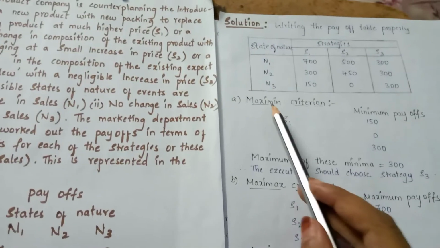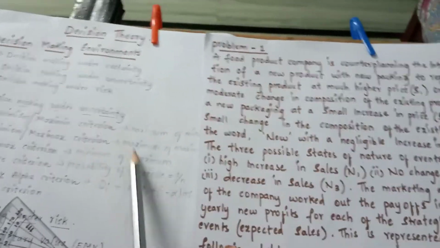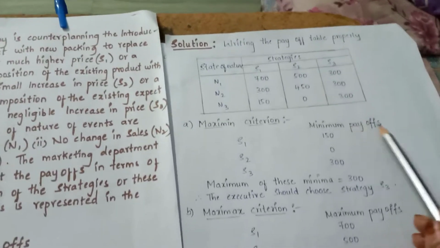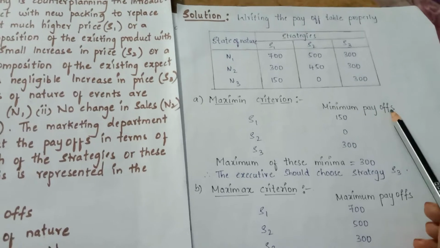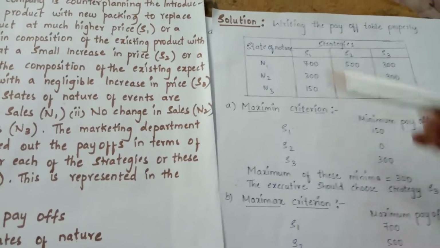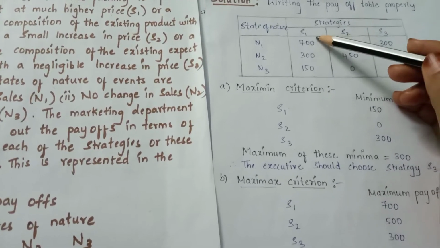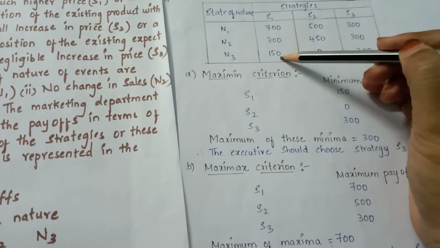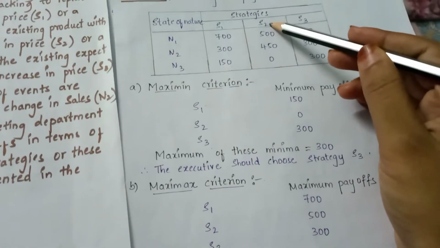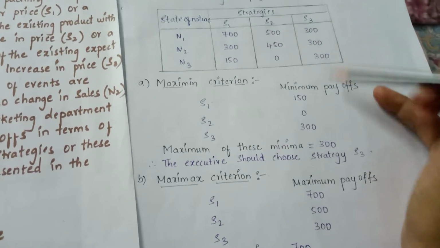So the first criterion is the maximin criterion, which is nothing but maximum of minimum. First we have to take the minimum payoff for each of the three strategies, S1, S2 and S3. In the first strategy, the payoffs are 700, 300 and 150, and the minimum value is 150. In strategy 2, the minimum value is 0. And in strategy 3, the minimum value is 300.